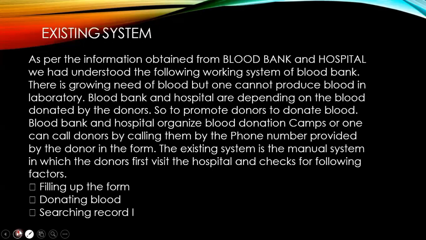Next, the existing system. As per the information that has been obtained from the blood bank and hospital, we understood the following working of the blood bank system. There is a growing need of blood, but one cannot produce blood in a laboratory. So blood banks and hospitals depend on the blood donated by the donors. To promote donation, blood banks and hospitals organize blood donation camps, or call donors on the phone number provided by the particular donor in the form.